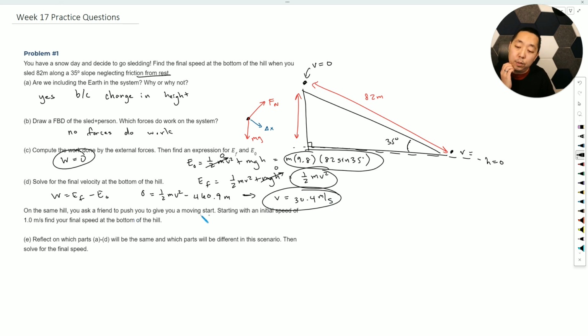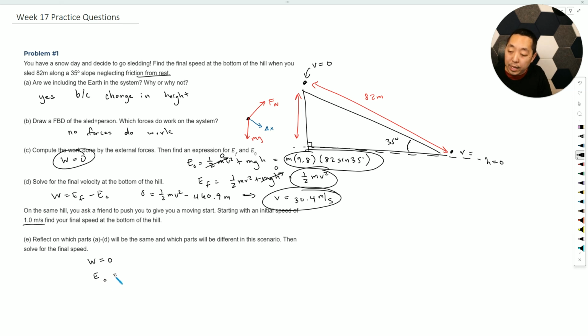Okay, on the same hill, you ask a friend to push you to give you a moving start. Starting with an initial speed of 1 meter per second, find your final speed at the bottom of the hill. Reflect on which parts A through D will be the same and which parts will be different in this scenario. It starts with the same height, same free body diagram, same bottom spot, same distance, all of that stuff is the same. What's different is, so the work is still 0.